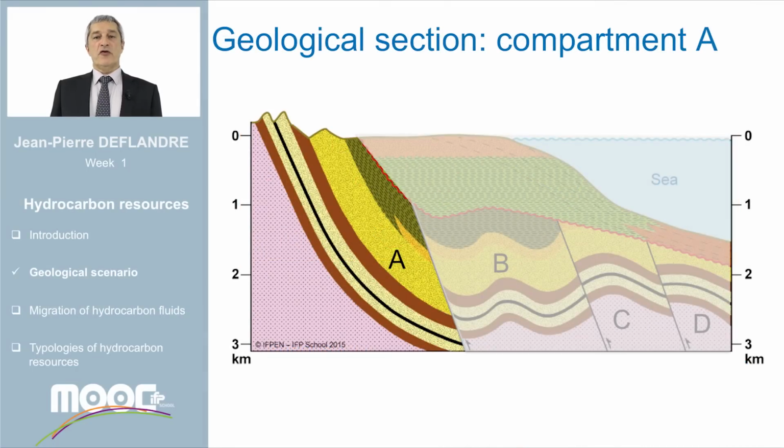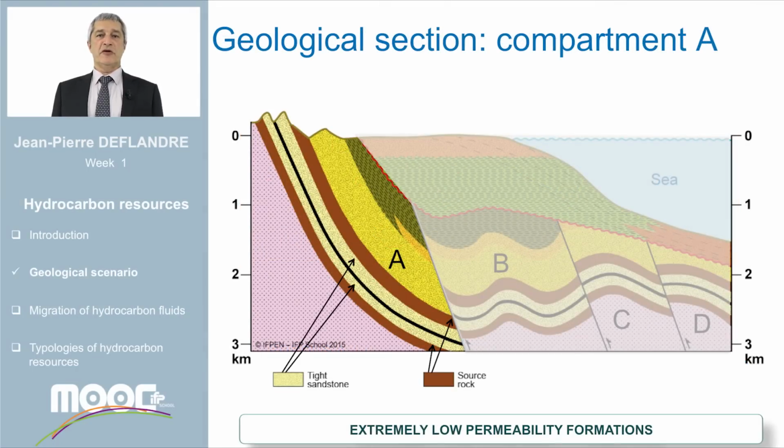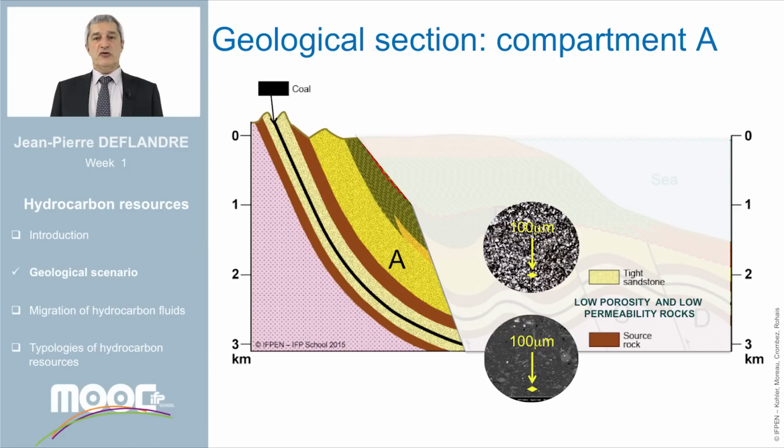Let us now focus on the geological sequence in compartment A. The deepest and oldest sedimentary layer, a source rock in brown, is first overlapped by a tight sandstone formation in light yellow. Then a thin coal deposit in black, a second tight sandstone formation, and a second source rock deposit. All these formations correspond to extremely low permeability formations. Fluid migration in such formations is not easy due to capillary pressure effects.